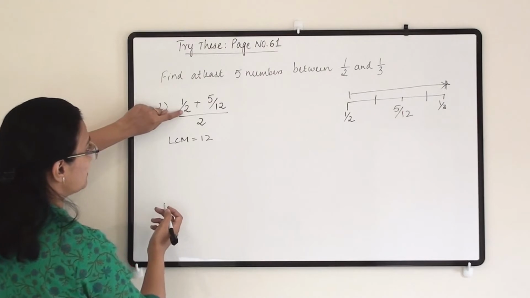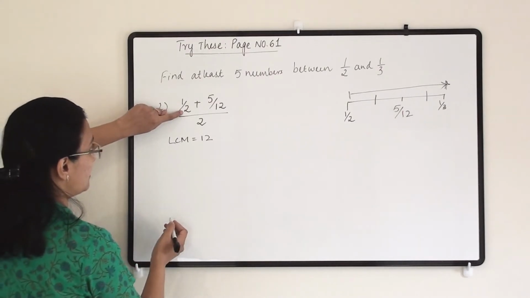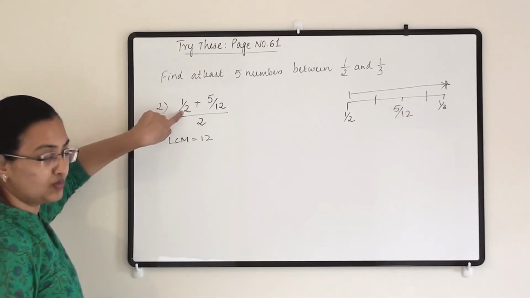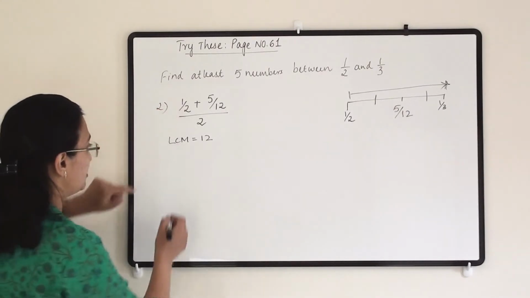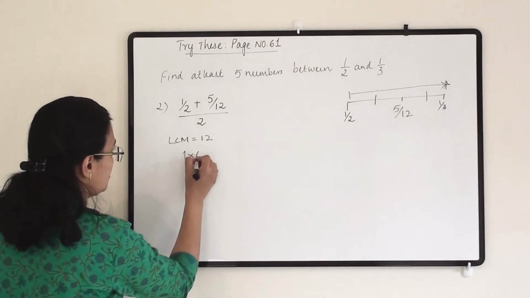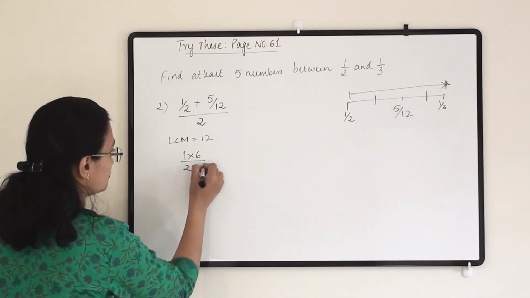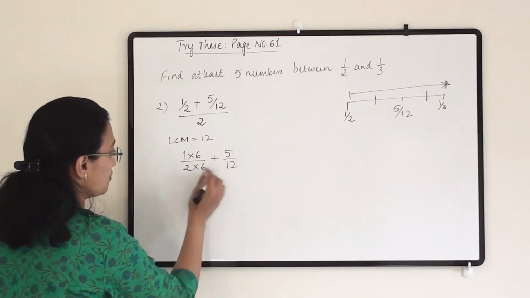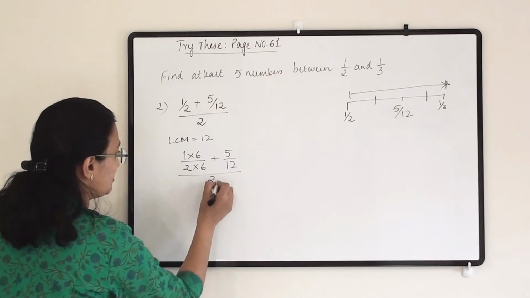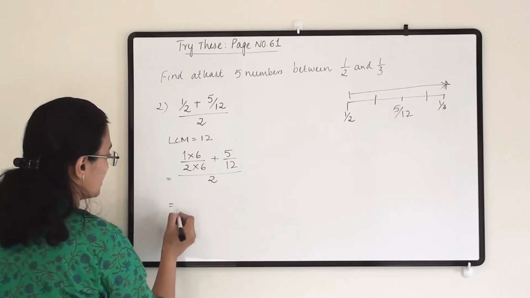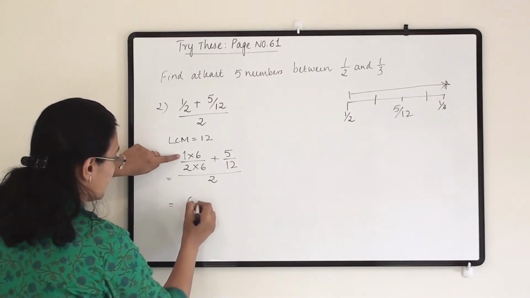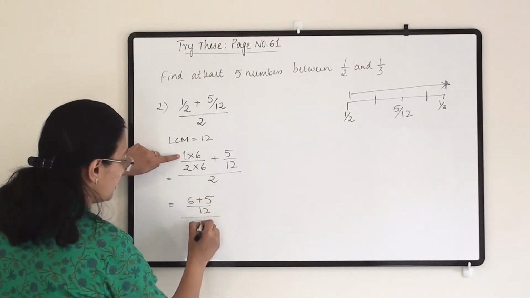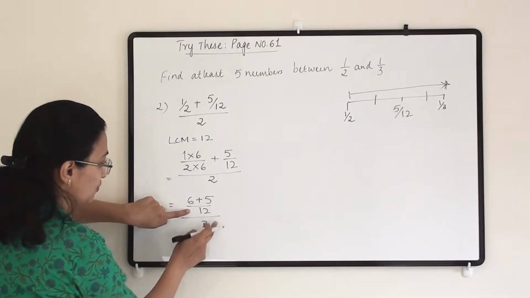So we have to make this number's denominator 12. Which number can we multiply here to make it 12? 6 we need to multiply here. So top and bottom we will multiply with 6. So 1 into 6 divided by 2 into 6 plus 5 by 12. This is already 12, so we do not need to do anything. Divided by 2. So now 6 plus 5 divided by 12, and in the whole denominator 2 is there. So 2 will go here.